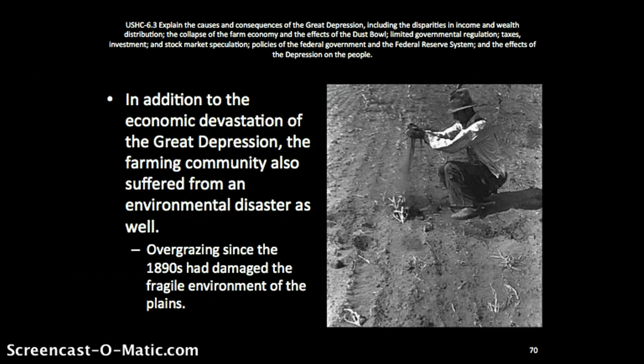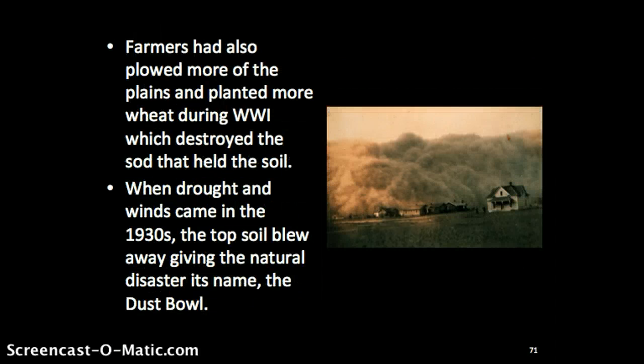Another major problem of the Great Depression was the environmental disaster that happened with the Dust Bowl. The farming community suffered a huge problem with the Dust Bowl, and there's a picture of what happened. There was a lot of overgrazing in the 1890s, and it led to a fragile environment in the Great Plains. Farmers had also plowed more of their plains and planted more wheat during World War I, which destroyed the sod that had held the soil down. When drought and winds came in the 1930s, that topsoil blew away and gave us the natural disaster known as the Dust Bowl.